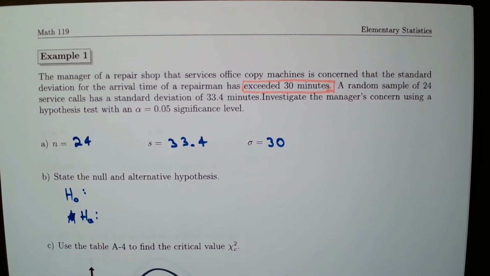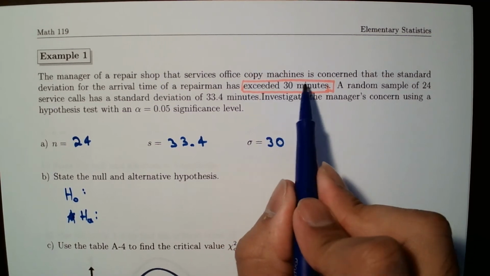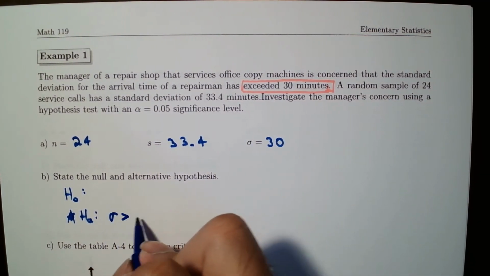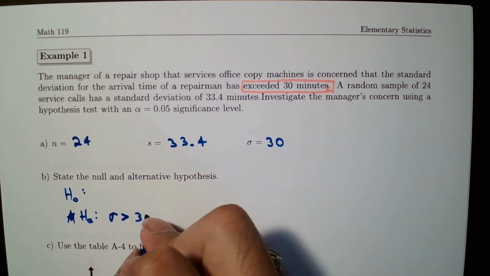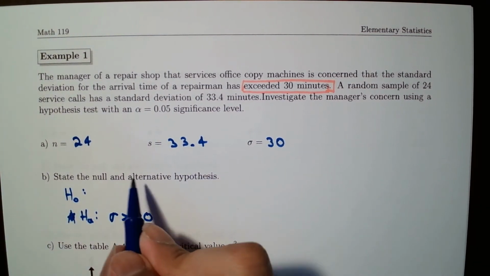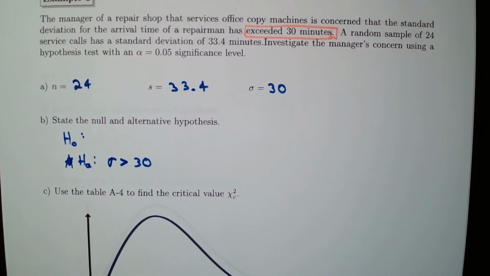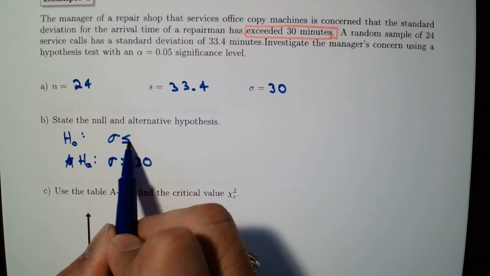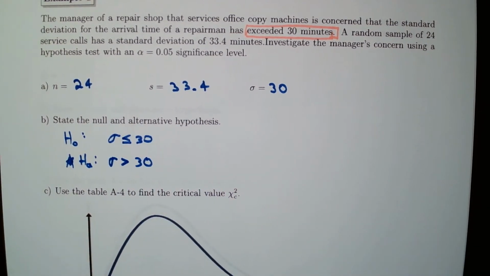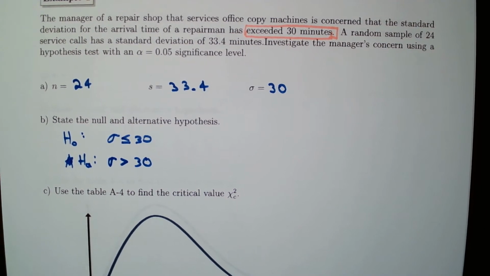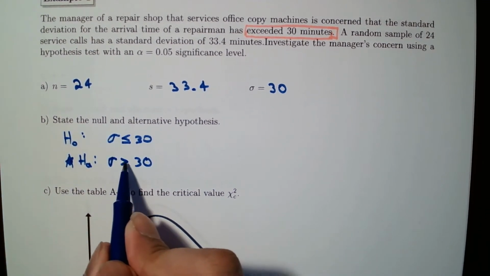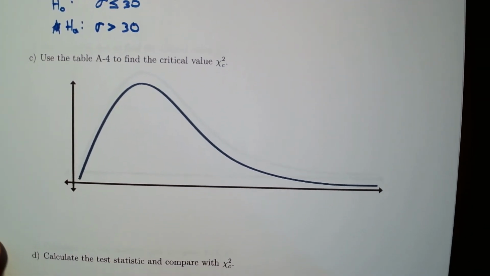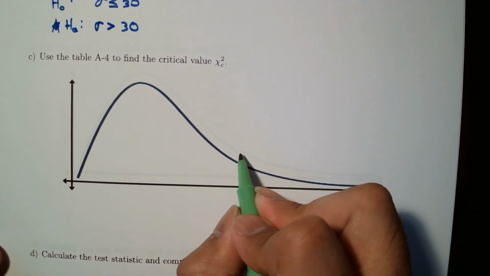All right. So, in this case, exceed 30 minutes. That means that sigma equals 30 minutes. Well, what is the logical opposite of this sentence? Well, sigma less than or equal to 30. Now, this means, look at the direction of the inequality sign. This is going to be a right-tailed test. So let's do that right tail.